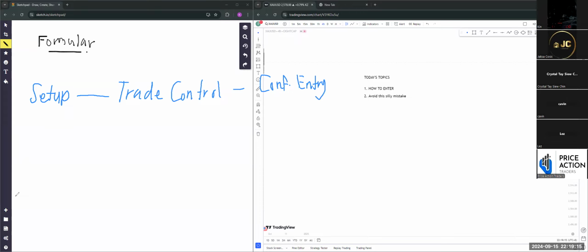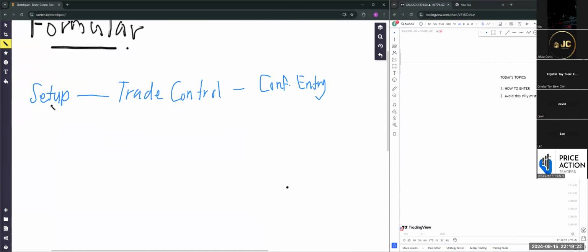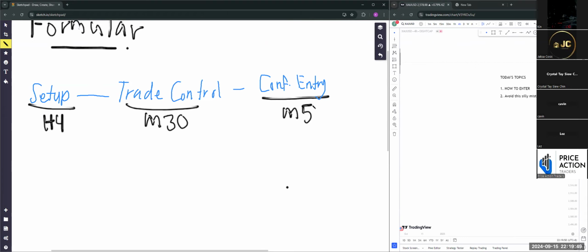So number one, we have setup. Number two, we have trade control, and number three, we have confirmation entry. The time frame that we're going to look for setup is the 4-hour time frame. The time frame that we're going to look for the trade control is the 30-minute time frame. And the time frame that we're going to look for the confirmation entry is 5 minutes.